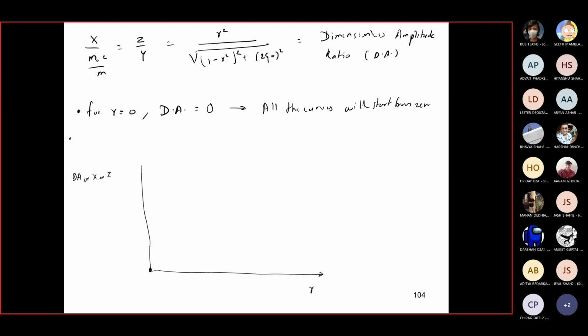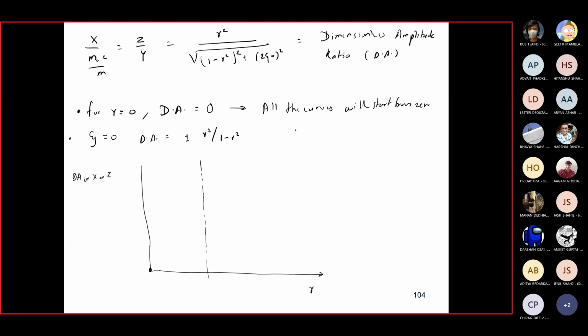For an undamped system, what will be zeta? Zeta will be 0. So this value of dimensionless amplitude becomes plus or minus r square upon 1 minus r square. If a system is undamped, let us consider the case of resonance.